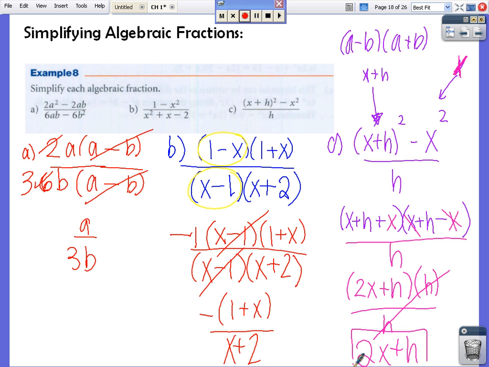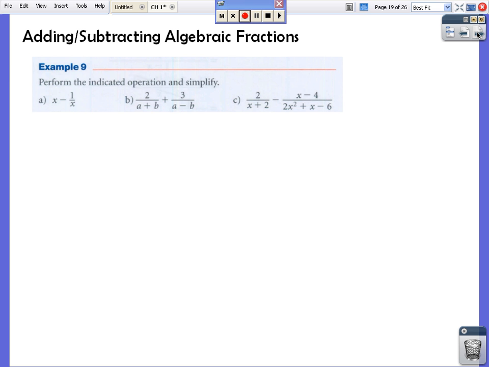All right. Moving on, let's see what we got next. Adding or subtracting fractions. So I'm not going to do all of these. What I will make sure that you understand is anytime you have algebraic fractions, you must get a common denominator. And so the one that I will do is part C with you.